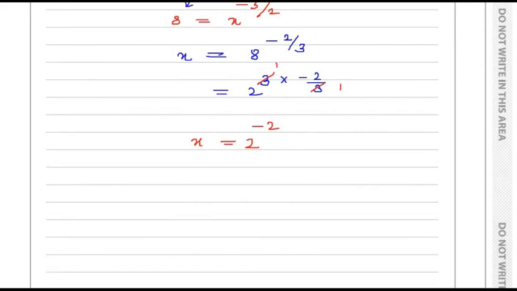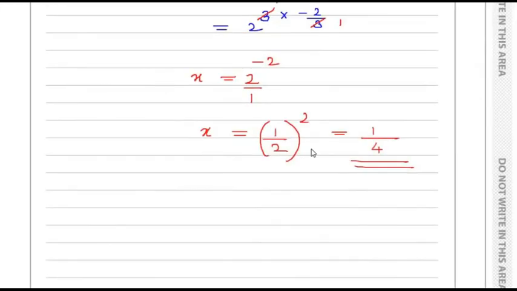We can change this negative power into a positive power by reciprocating this 2/1 as 1/2, and hence the power becomes positive. So in turn the square of 1/2 is 1/4. So this is the answer for part B of the question, which is x is equal to 1/4.